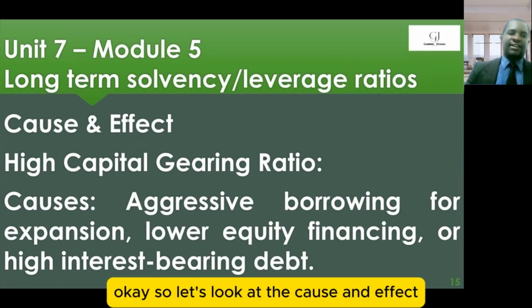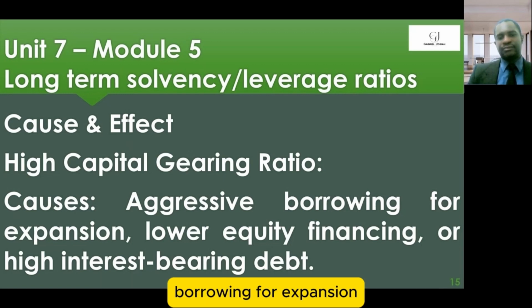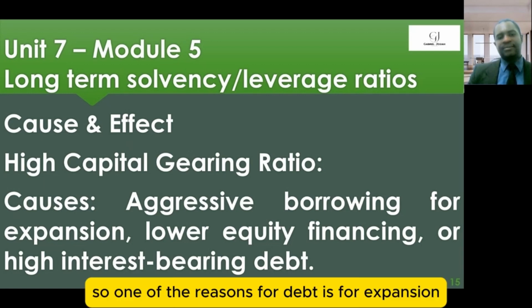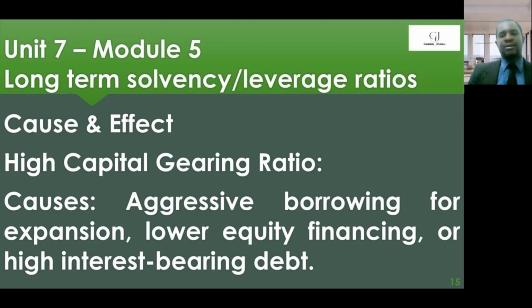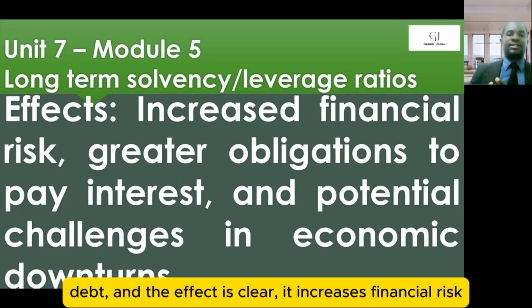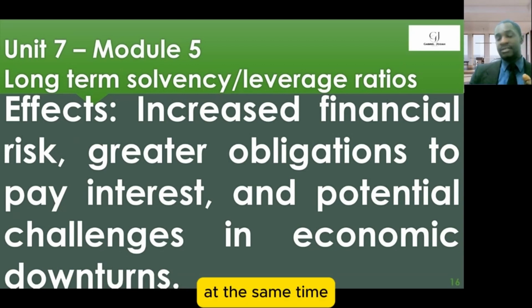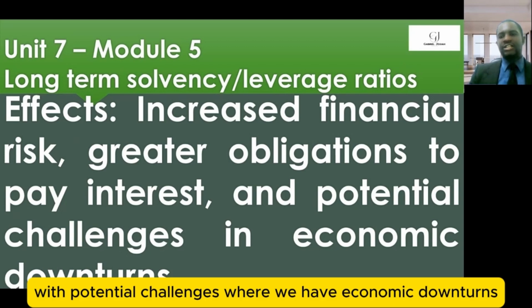Okay, so let's look at the cause and effect. A high gearing ratio is caused by aggressive borrowing for expansion. So one of the reasons for debt is for expansion, lower equity financing, or high interest bearing debt. And the effect is clear. It increases financial risk, greater obligations to pay interest and the principal at the same time, and potential challenges where we have economic downturns.